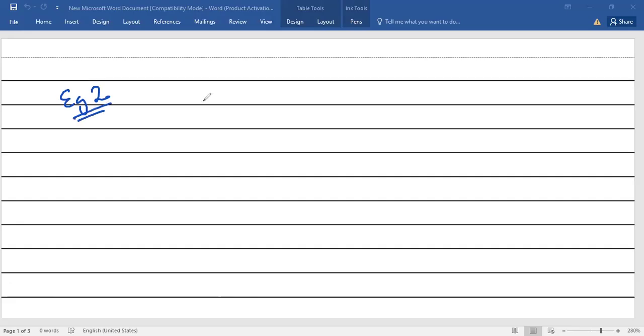Example 2. Let's say it is given that our first term is 4, and the common ratio is 2. Let us find out the fifth term given these two parameters. So how to find the fifth term?